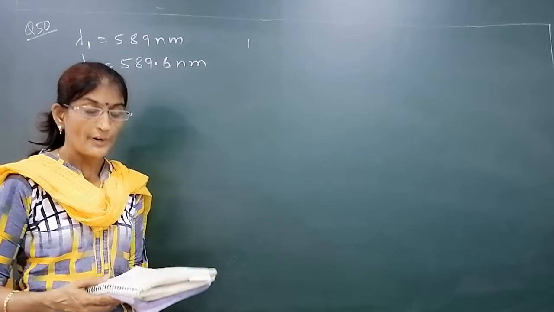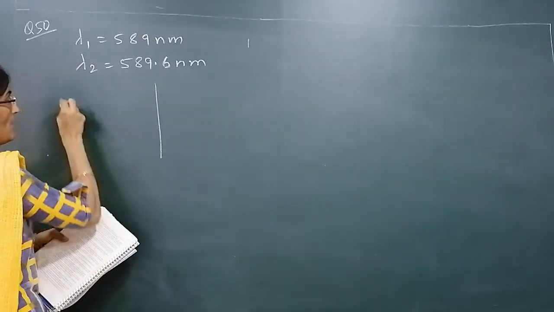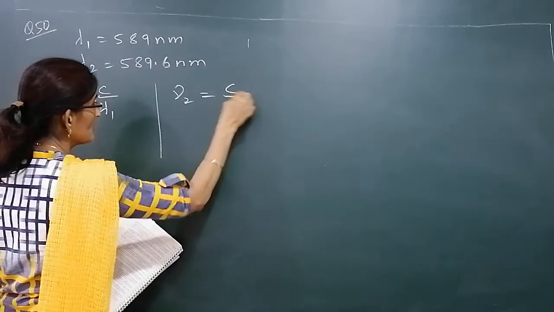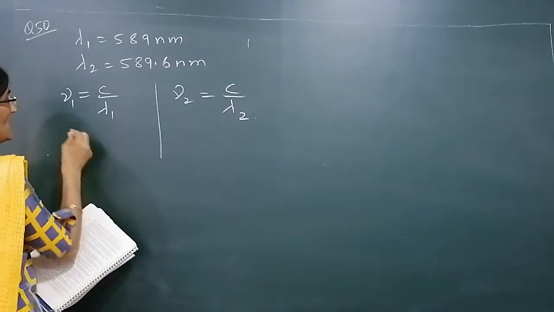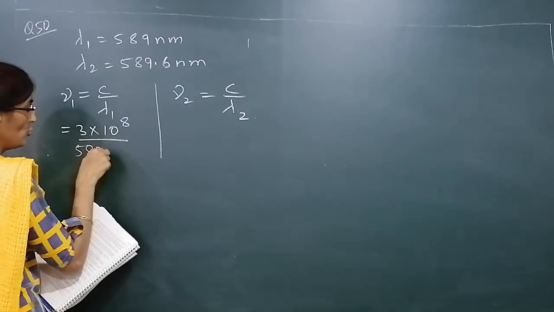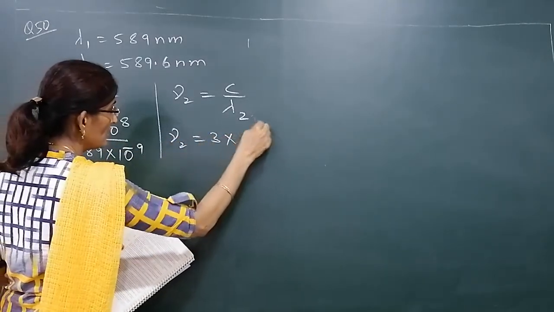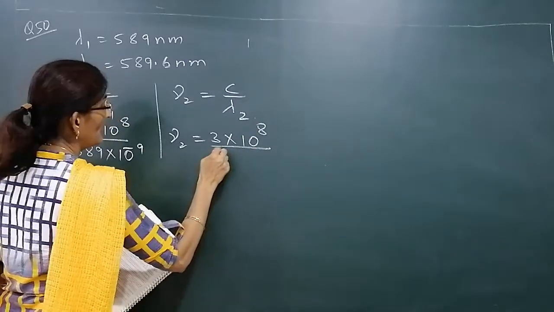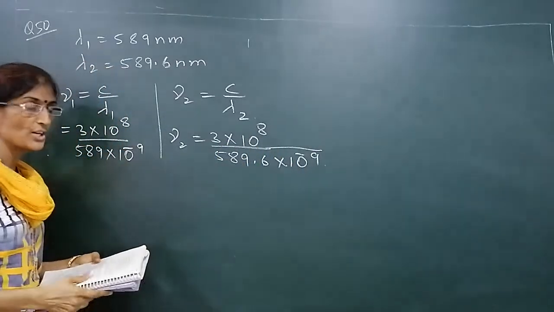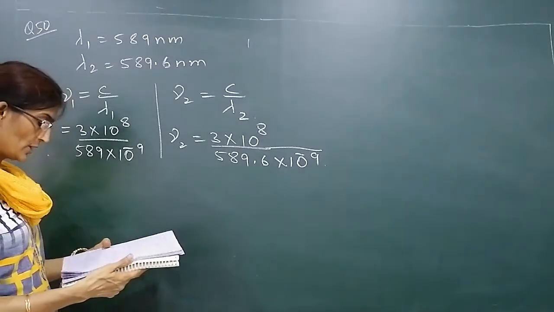First we have to determine the frequency of each transition. If lambda is given, we can calculate frequency. What is the formula? Nu 1 is equal to c by lambda 1, and nu 2 will be c by lambda 2. Put in the values: 3 into 10 raised to power 8 divided by lambda 1, which is 589 nanometer, converted into meter. Nu 2 would be 3 into 10 to power 8, the speed of light, divided by 589.6 into 10 raised to power minus 9 meter. Change nanometer into meter, and then we get the frequencies. It's question number 49. So what is it for the first one?